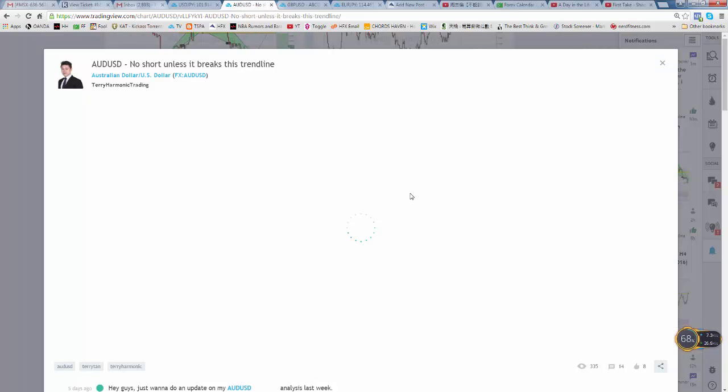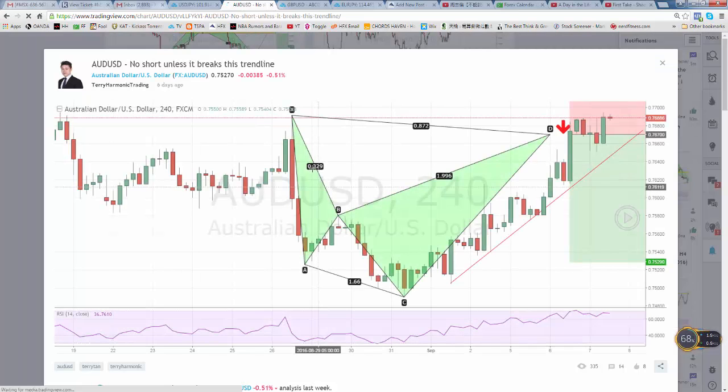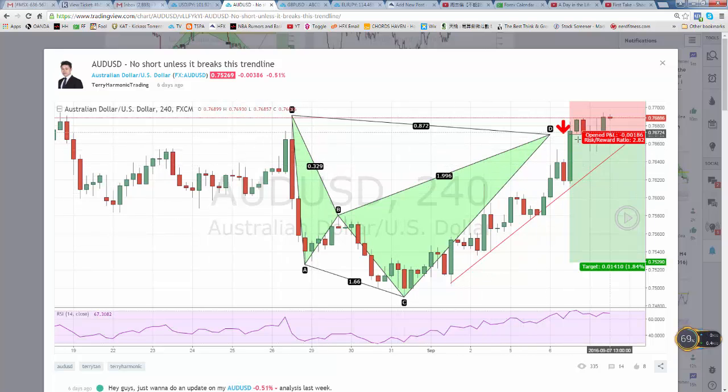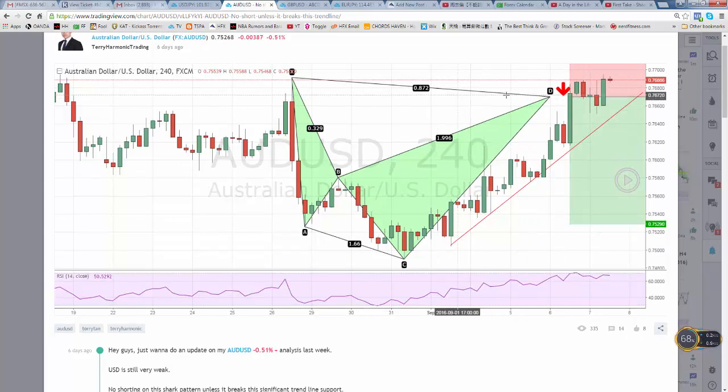What happened on Aussie dollar is that I spotted a shark pattern. So this was the chart that I posted back then, and I told my followers no short unless it breaks this trend line. Even though it completed a harmonic pattern, we are not shorting right at this zone here. We will wait for some kind of a break of structure or some support trend line before we enter our trade, and this was what happened then.